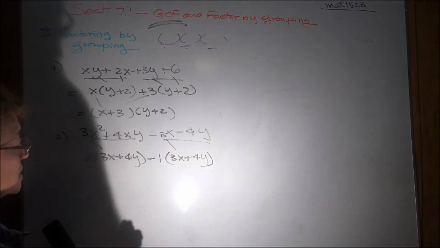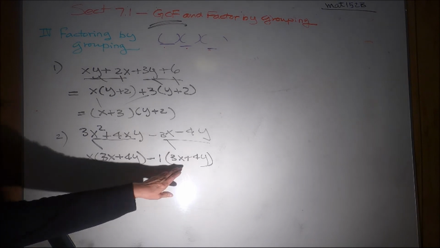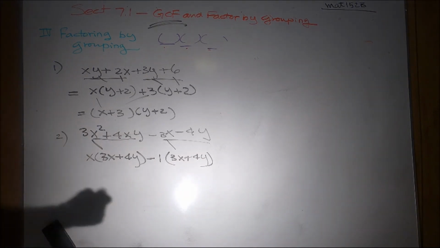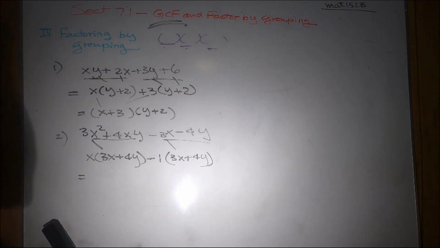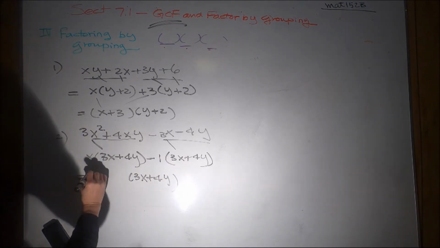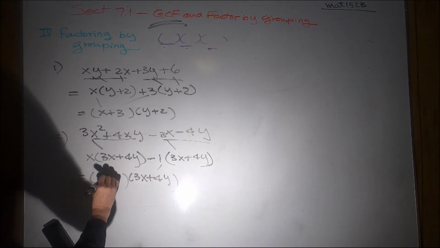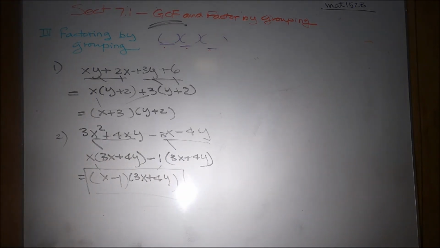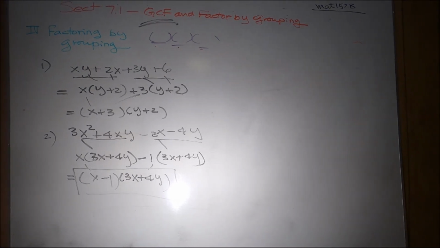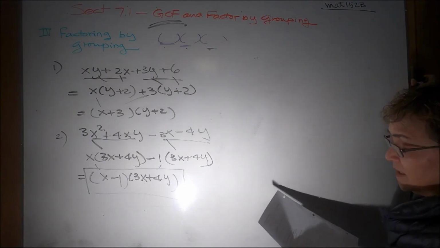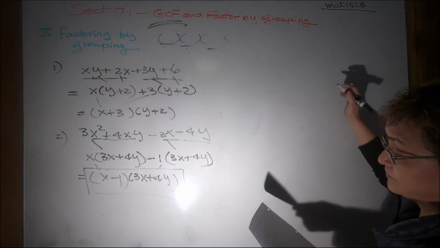The idea is we use negative because the inside will always be positive. So we can compare the 2 of them, see if they are actually the same. So they are the same. So you take this out. So what's left? X minus 1. So that would be your final answer for this one. Okay? Factoring by grouping. Let's look at the next one.